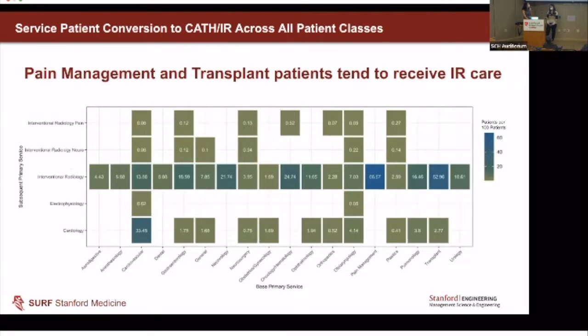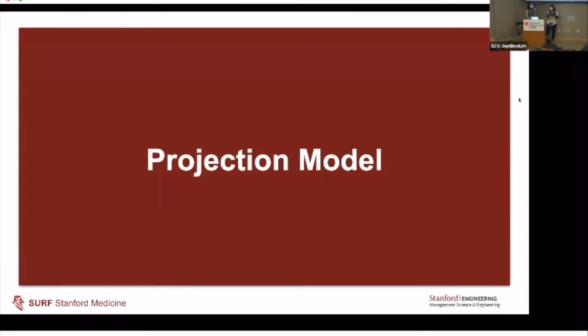And here, the axes are switched, where the base primary service is on the x-axis and the subsequent is on the y. So we can see here that the pain management and transplant patients tend to receive IR care, and overall, patients tend to visit IR across the board after visiting the ones on the x-axis.